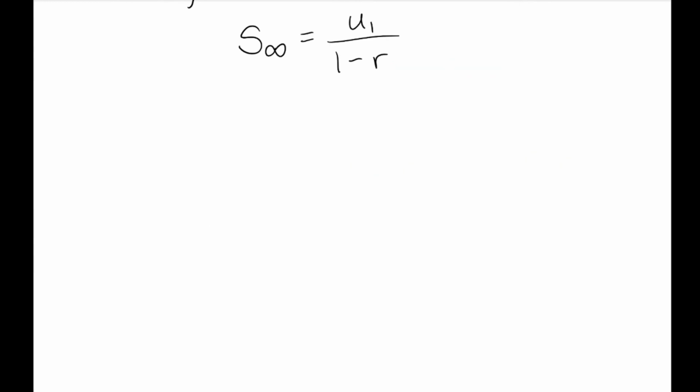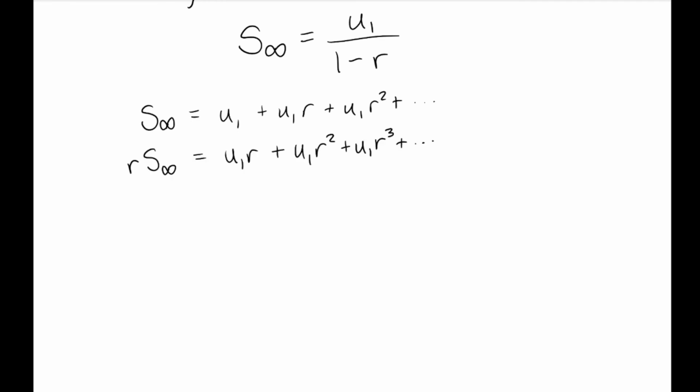To find the sum of a converging infinite geometric series, we can actually just use this simple equation. The infinite sum is the first term divided by 1 minus r. This can actually be a fairly easy equation to develop. We kind of do it the same way we did for a finite series. Our infinite sum is just going to be u1 plus u1 times r plus u1 times r squared indefinitely.